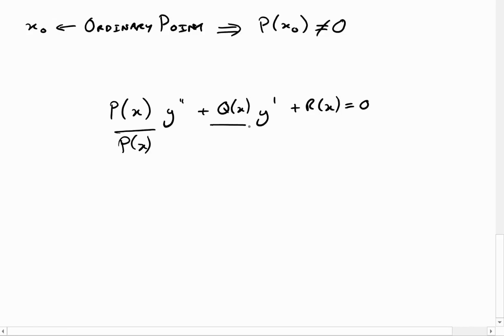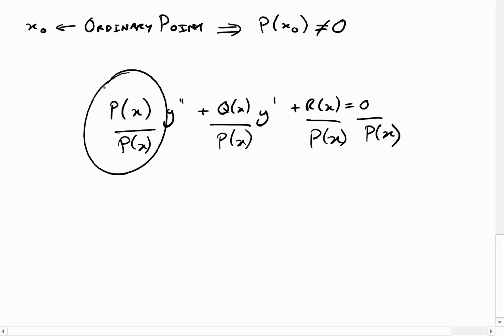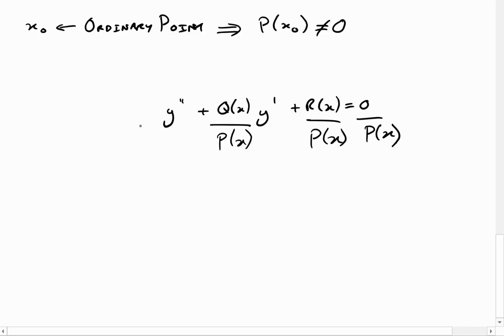Okay, if we divide through by p of x, look what happens. We divide every single term through by p of x. Well, this thing is just going to go to 1. It's p of x over p of x. So therefore, this differential equation has become monic. And oh yeah, by the way, we've got 0 divided by p of x here, so that 0 divided by anything is still going to be 0, right?